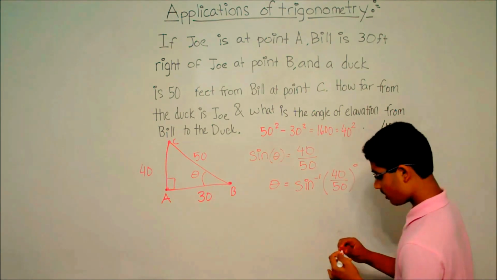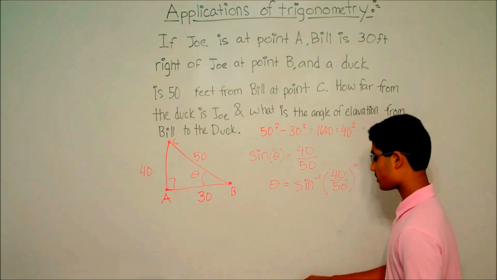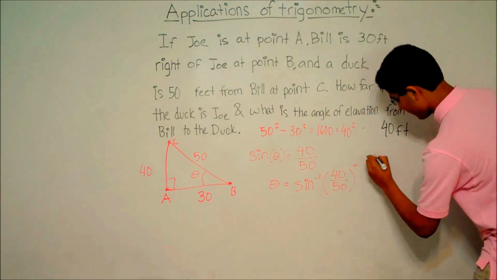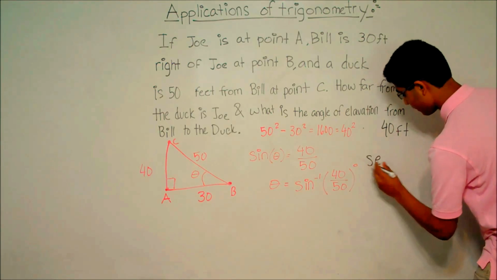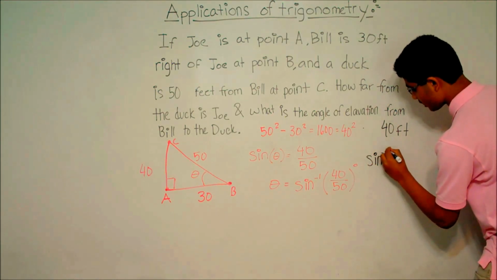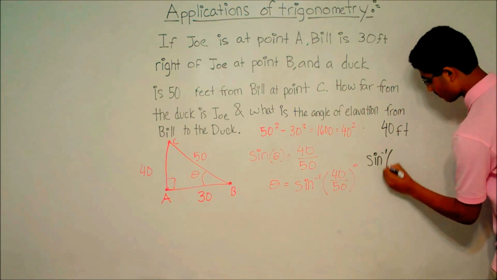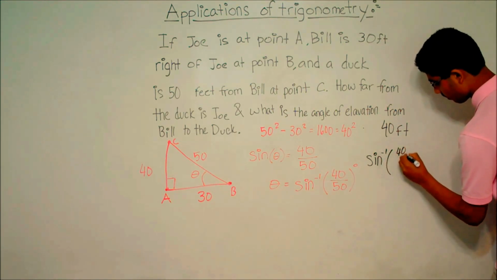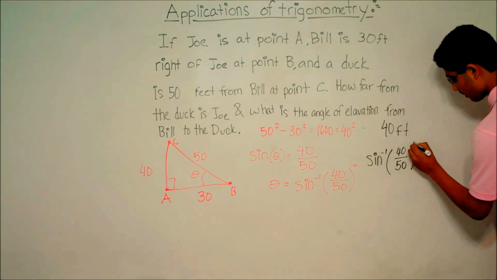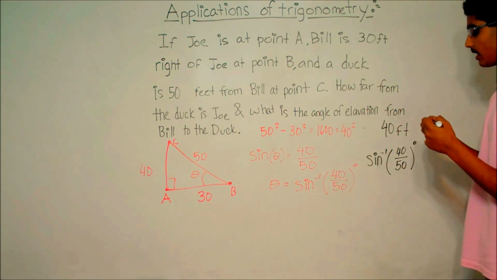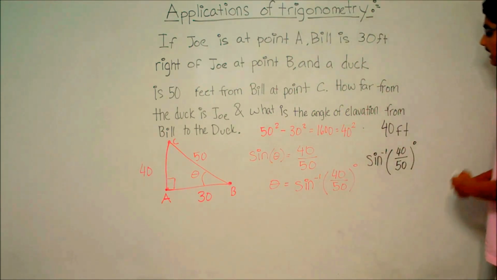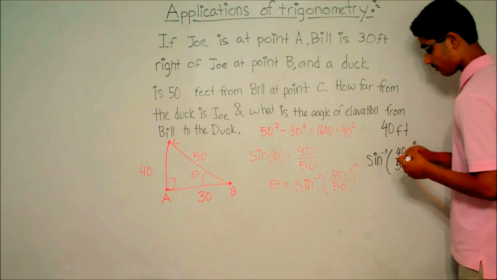degrees. So the answer to the second part of this problem is inverse sine, sine to the -1st power, of 40 over 50 degrees. And you can type this into the calculator, but when you type it into the calculator, be sure that your calculator is in degree mode and not in radians.